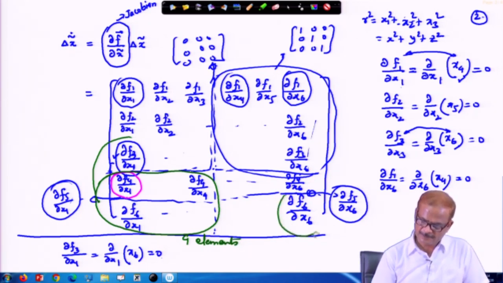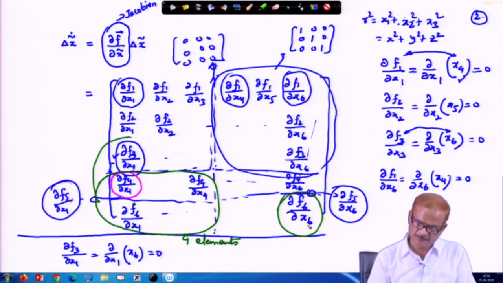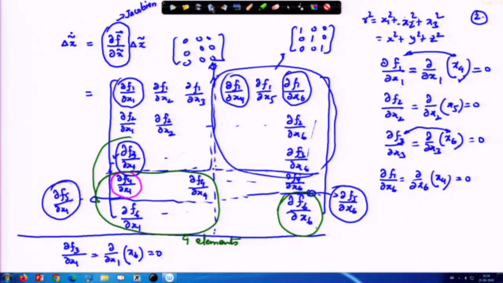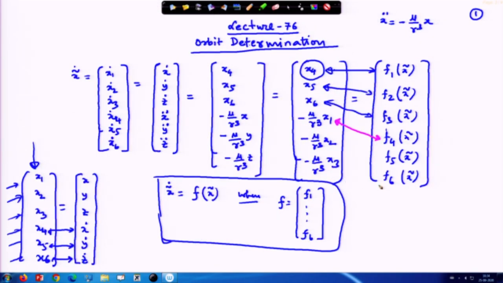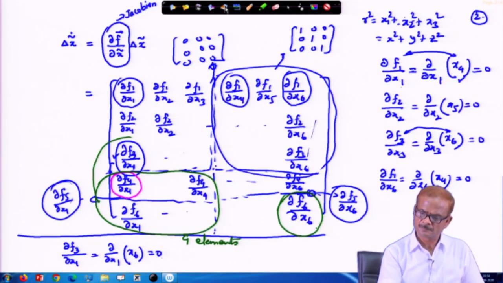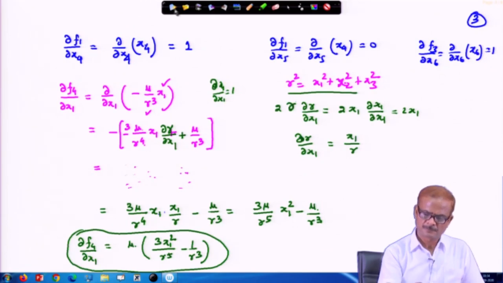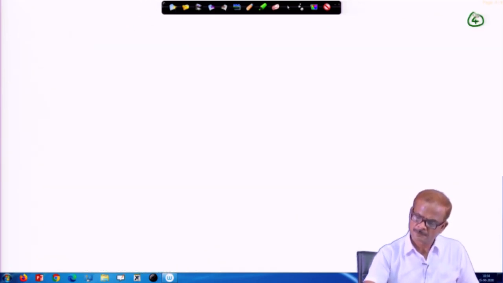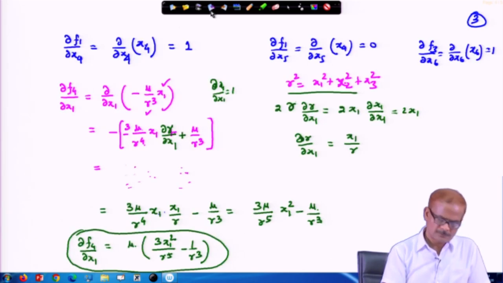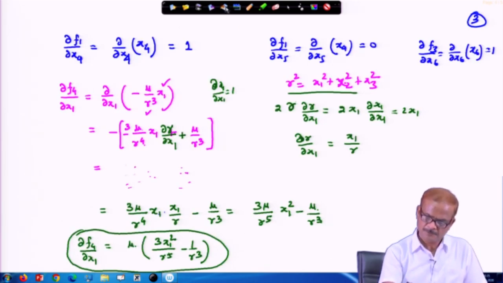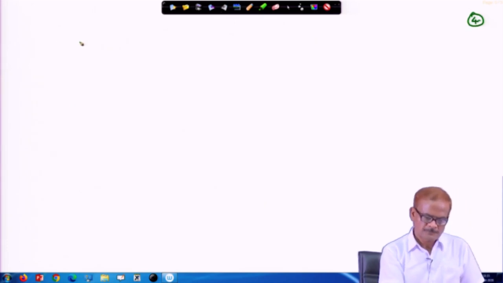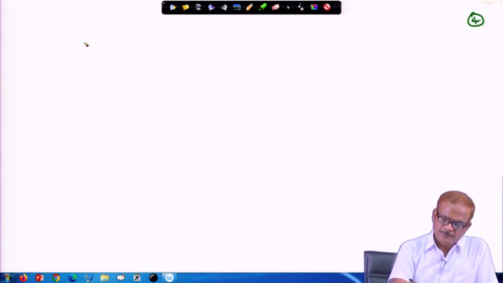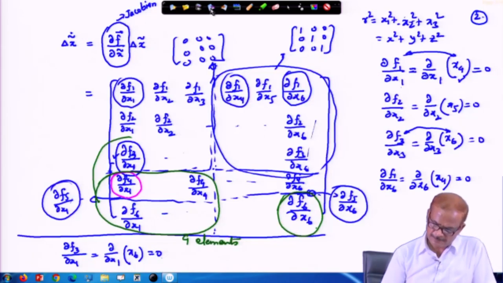And if you calculate this part, ∂f6/∂x6, this also we need to check. f6 is... okay, a few elements we will check and thereafter we will come to this part.